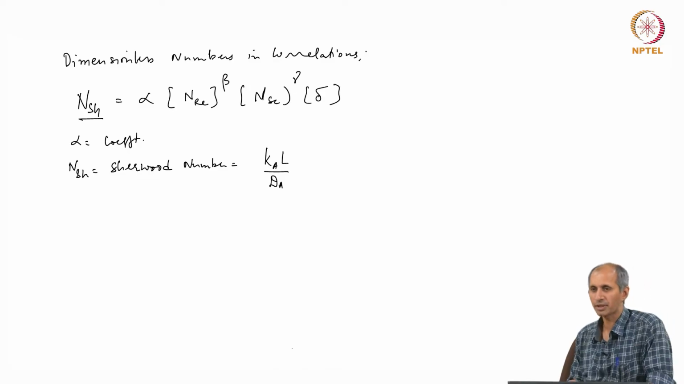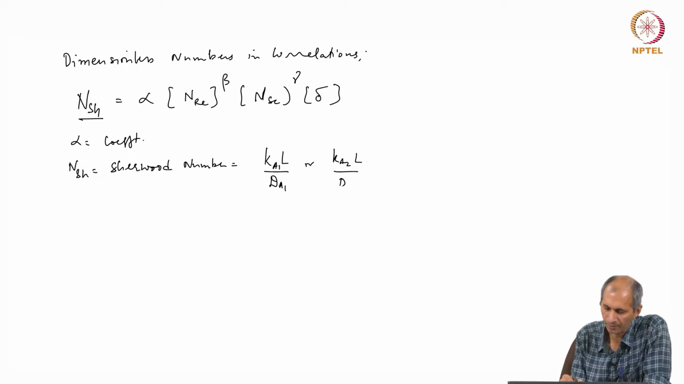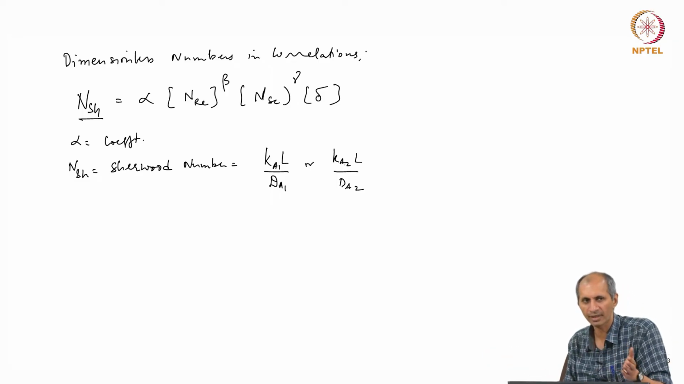I am not putting numbers there. So this Ka can be 1 or 2. Depending on what goes here, if it is 1 here, this will also be 1. If it is 2 here, it will also be 2. These two are in the same phase. You can't write Ka1 and Da2 because they are related. So Ka depends on the Da.